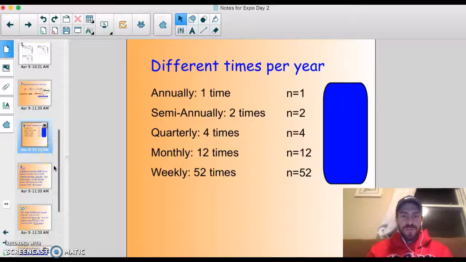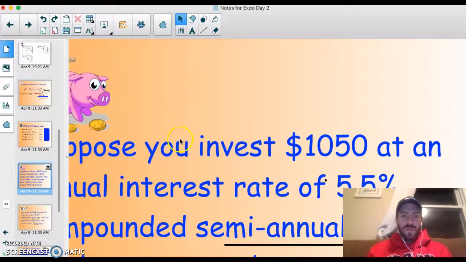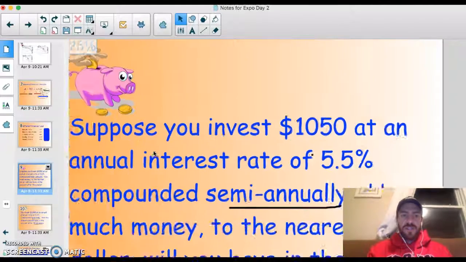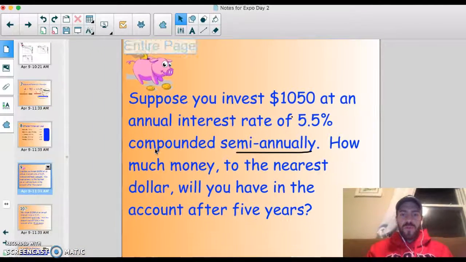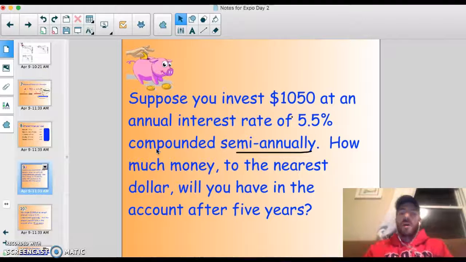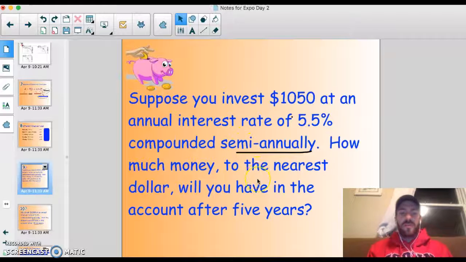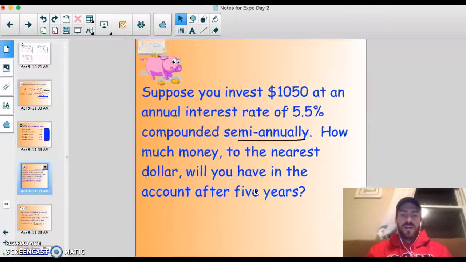I'm going to move on, so if you need to pause, go ahead. Let's go over this first example. I've already underlined kind of the important information in this. So suppose you have $1,050 at an annual interest rate of 5.5%, and it's compounded semi-annually. So that means our n is going to be 2. How much money to the nearest dollar will you have in your account after 5 years?